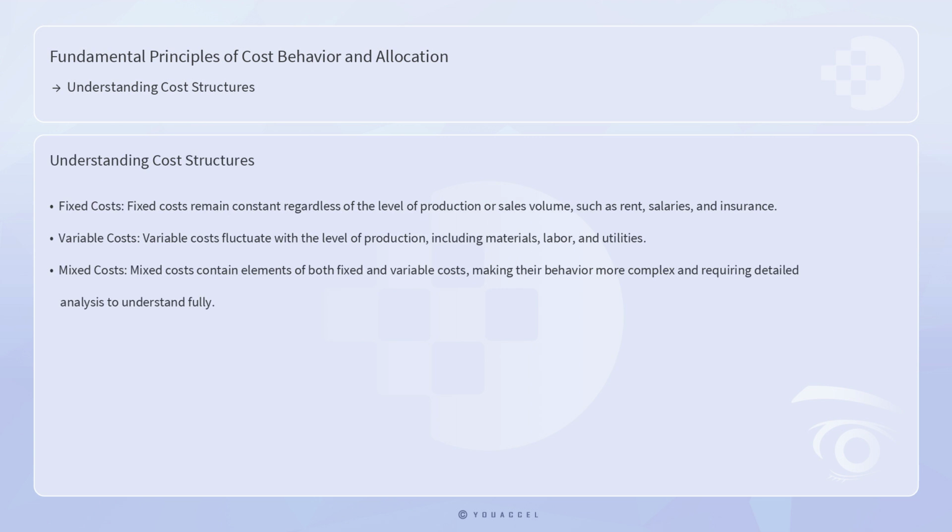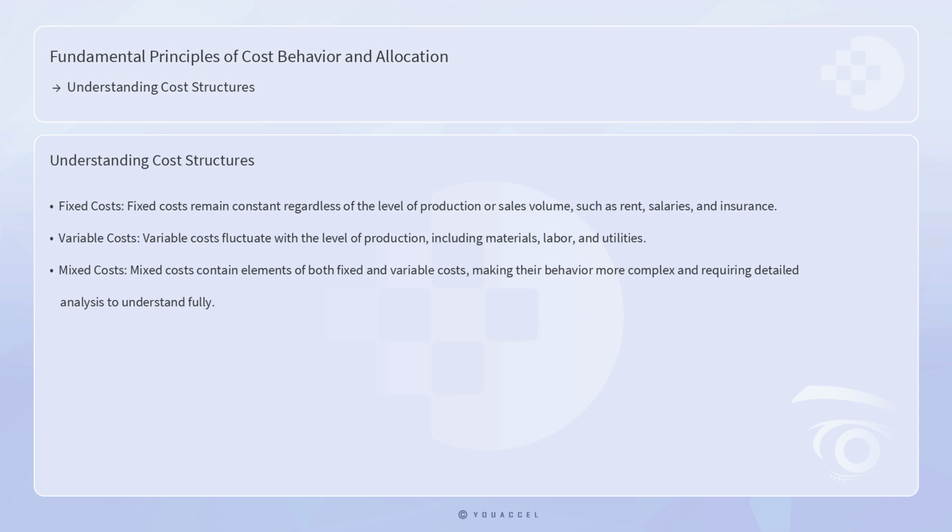Cost structures refer to the various types of costs that a business incurs and how these costs relate to the production and delivery of products or services. These costs can be broadly categorized into fixed costs, variable costs, and mixed costs. Fixed costs remain constant regardless of the level of production or sales volume, such as rent, salaries, and insurance. Variable costs fluctuate with the level of production, including materials, labor, and utilities.